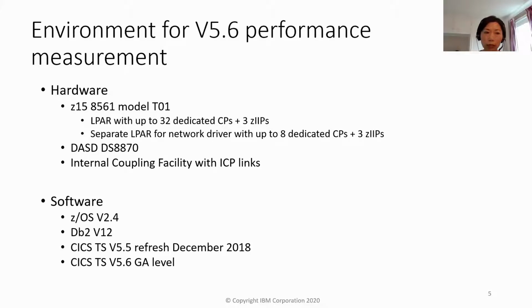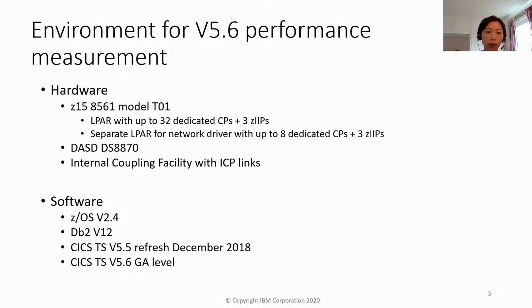For each release of CICS, we measure it compared with the previous one. The first thing we want to make sure is that this release of CICS doesn't have any degradation over your customers' existing workload. For 5.6, which was GA'd in the middle of this year, we measured on a z15 8561 model T01, with an LPAR of up to 32 dedicated CPs and 3 zIIPs, and other configuration as you can see here.